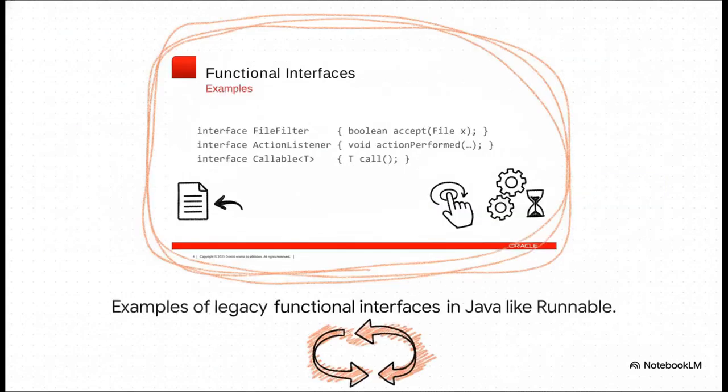And you know what? This concept isn't actually completely brand new. Think about the legacy interfaces you've probably used a million times, things like Runnable, Callable, or ActionListener. They actually follow that SAM rule perfectly. For instance, Runnable only has the run method. So, surprise, they totally qualify as functional interfaces in modern Java.